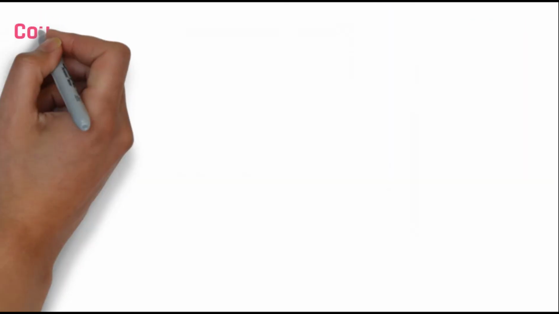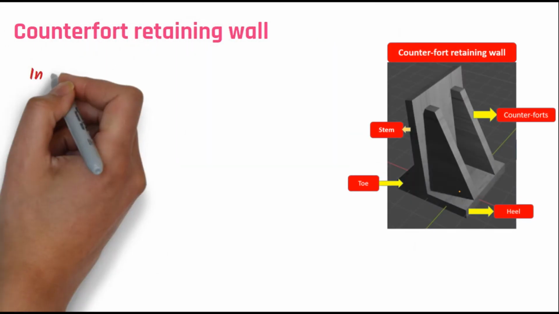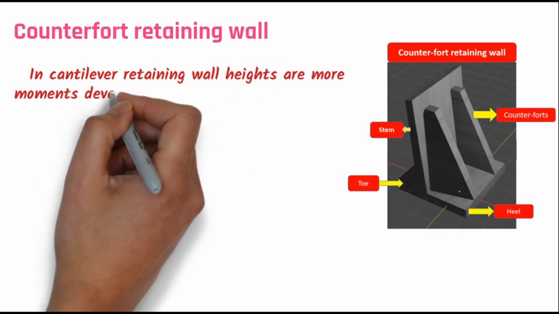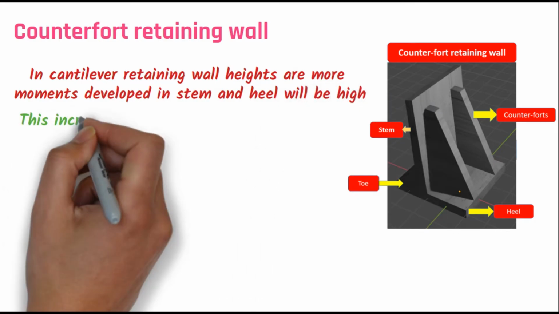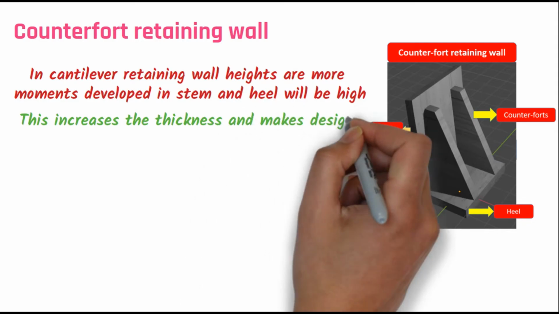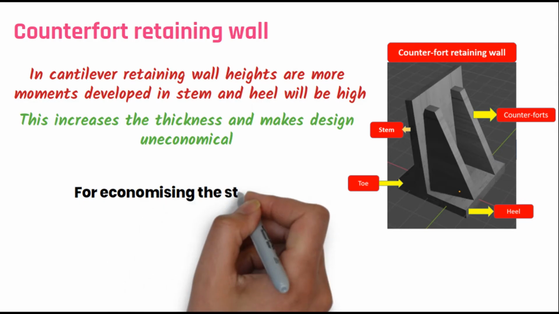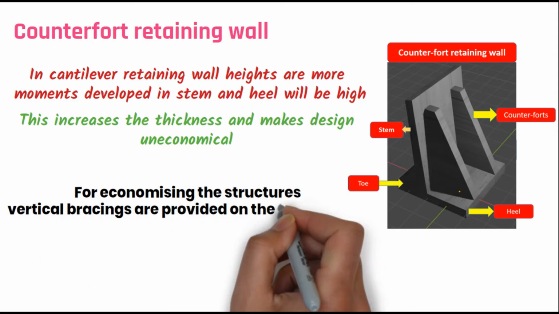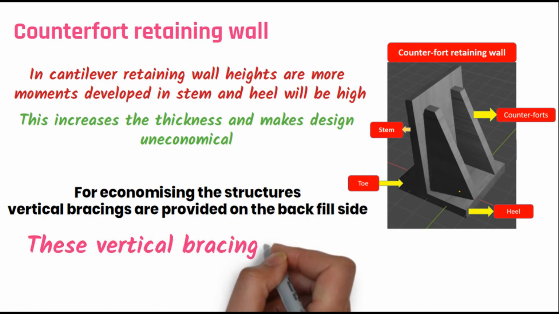Counterfort retaining wall system. It is basically the same as a cantilever retaining wall system, but while designing a cantilever retaining wall, if the heights are more, the moments that develop in the stem and heel will be very high, and this increases the design thickness and makes the design uneconomical. For economizing the structures, vertical bracings like what is shown in this figure are provided on the backfill side. These vertical bracings are called counterforts.